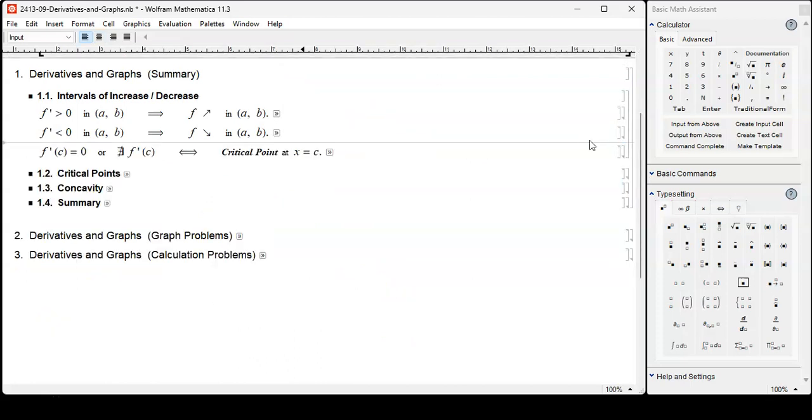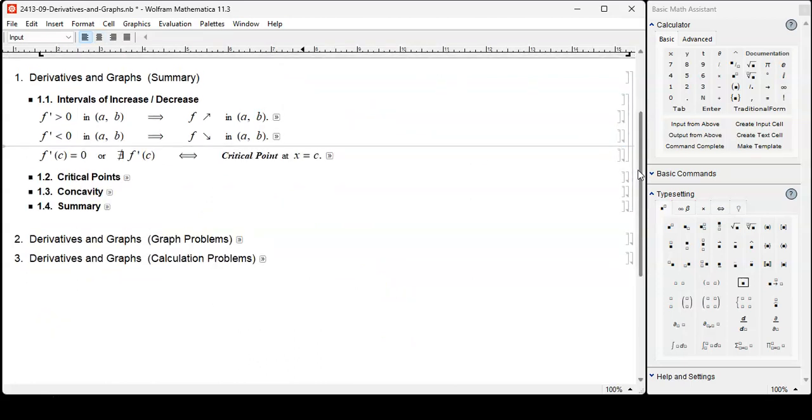So in summary, if the derivative is positive, the original function is increasing. If the derivative is negative, then the original function is decreasing. Positive, up; negative, down. It's easy to remember. Now, what if the derivative is 0? Or if the derivative does not exist? Such a point is called a critical point.